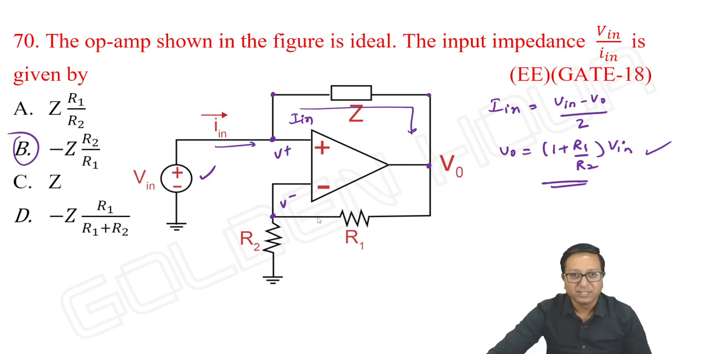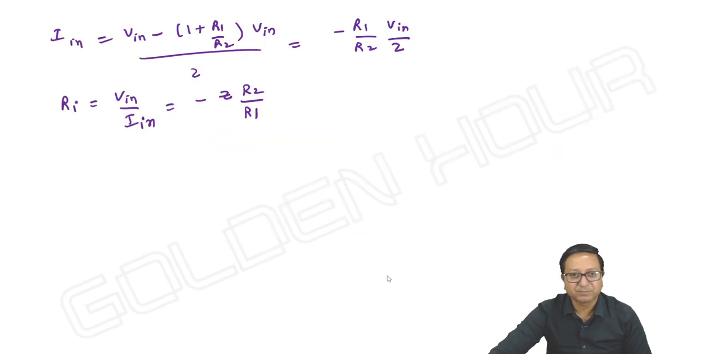Okay. That's it. So what you can write here, final answer, minus Z into this resistor by this resistor.